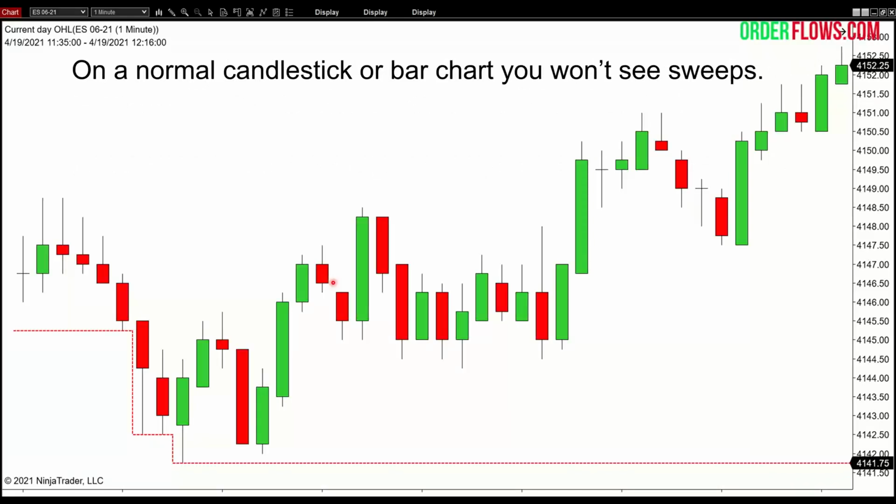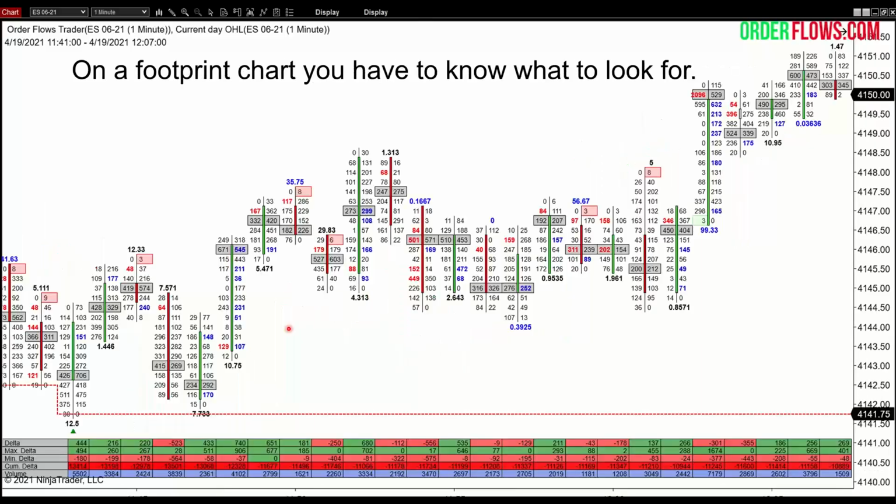Now, on a normal candlestick chart, you can't see a sweep going on, right? You don't know when there's big aggressive buying. You say, well, there's a big bar here, it must be strong aggressive buying. Yeah, but you don't see where the sweep is coming in, right? On a footprint chart, if you know what to look for, yes, you can see it. And this is really, in my opinion, one of the beauty things of order flow, being able to see the sweeping activity that other traders can't.